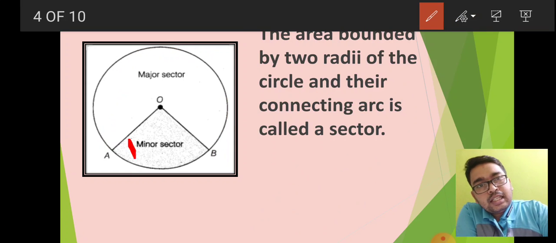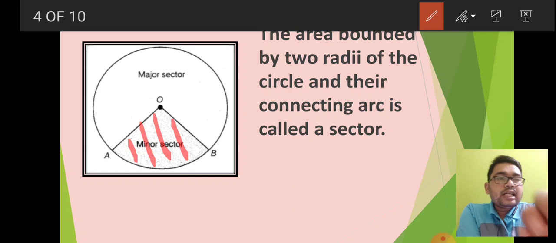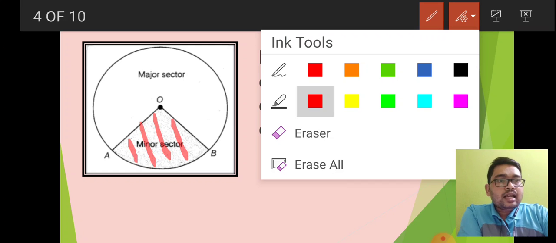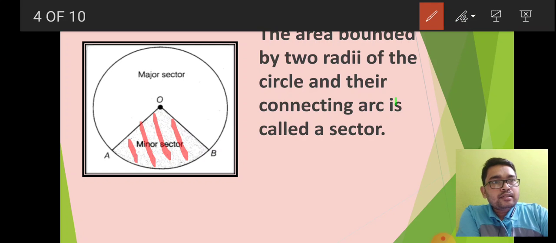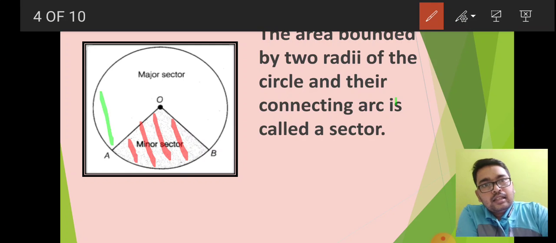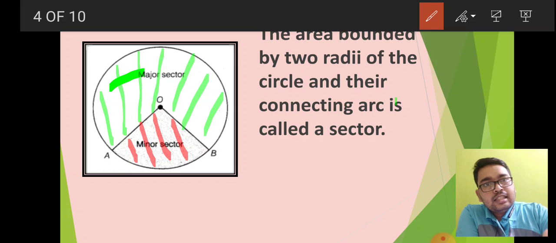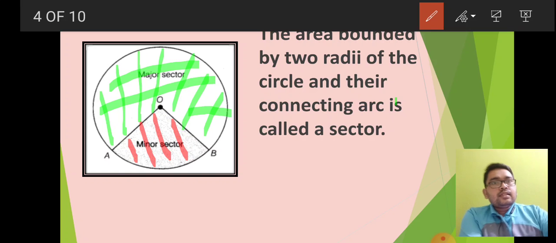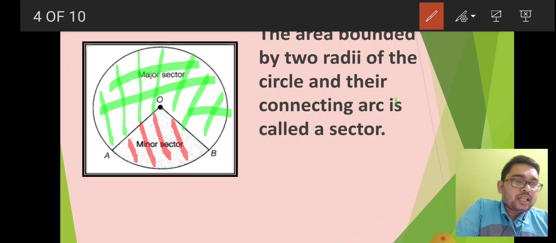If you see, I am shading like this. This part you are seeing is the minor arc, and in another color I am shading the remaining part, with green. This is the major sector, and this red part is the minor sector.